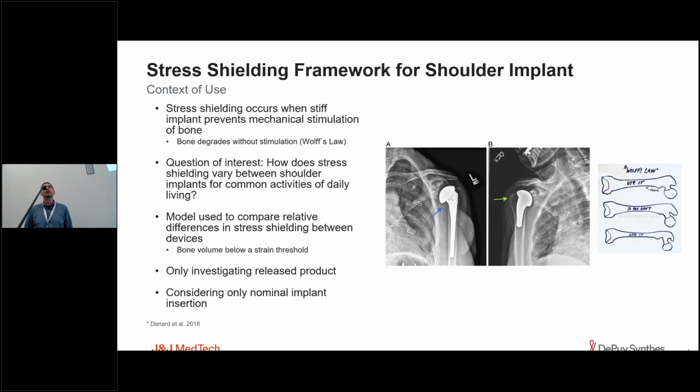So we wanted to look at how stress shielding varied between these two implants to answer a marketing question, and then compare the relative differences in that stress shielding using bone volume below a certain strain threshold as a surrogate for stress shielding. In this case, we only looked at release of product, and we're only considering nominal implant insertion.